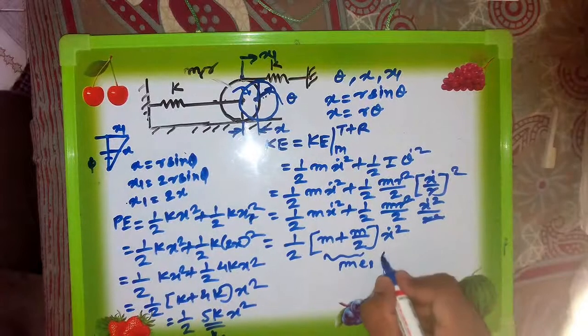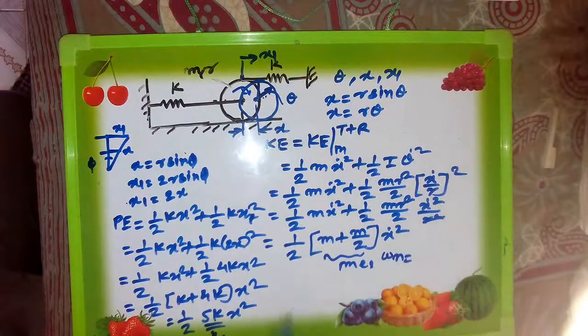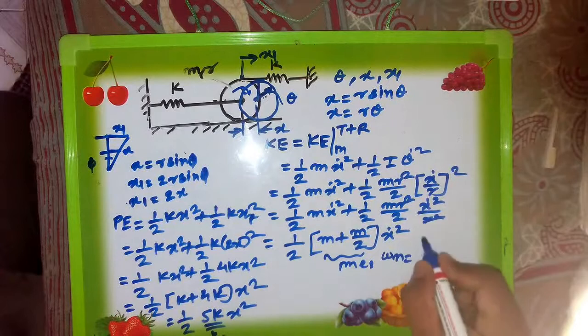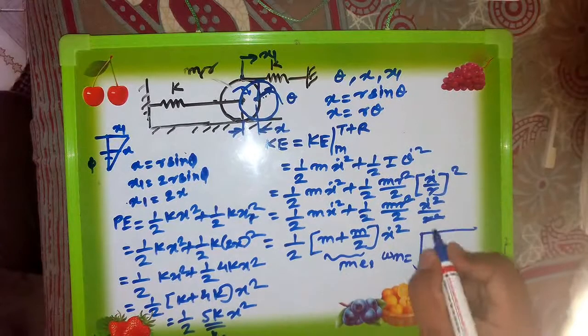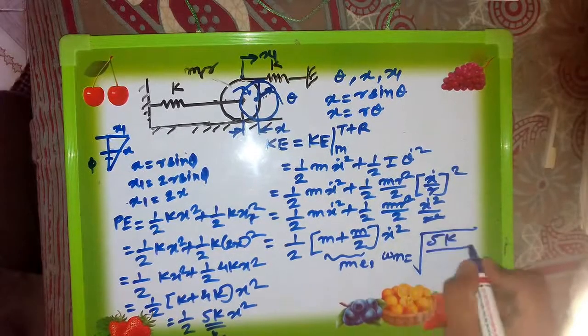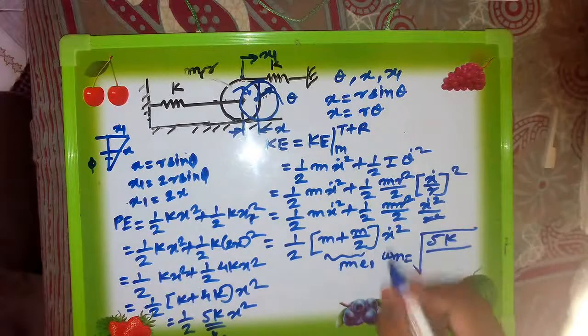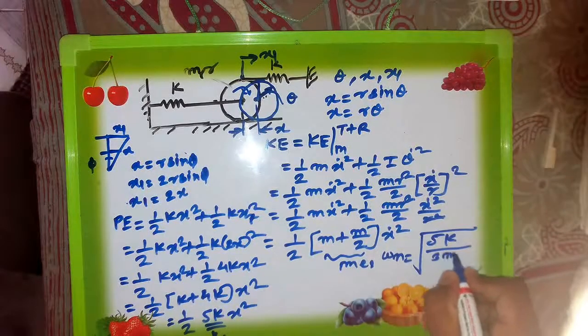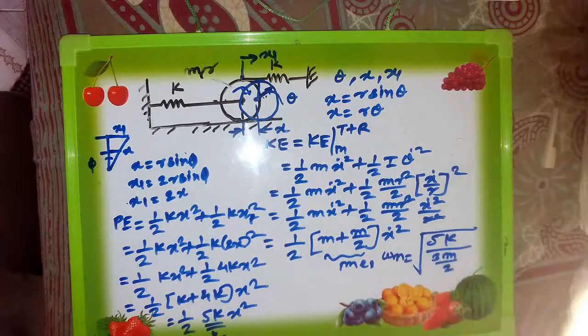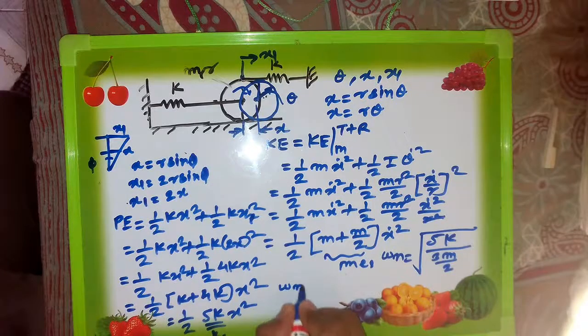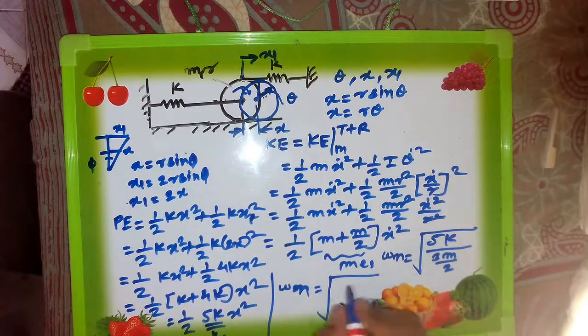So what is the value of omega n? Omega n is equal to k equivalent upon m equivalent. So omega n is equal to 5k divided by, it will be m plus m by 2, so it will be 3m divided by 2. Okay, if you further simplify it, what I can get is omega n is equal to square root of, it will be in upward direction, so it will be 10k upon 3m.